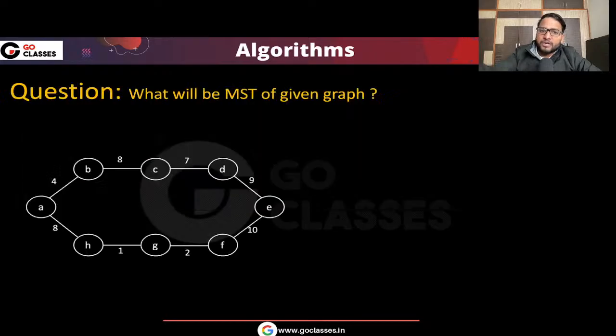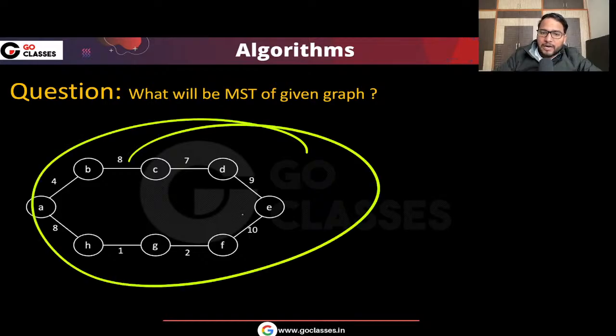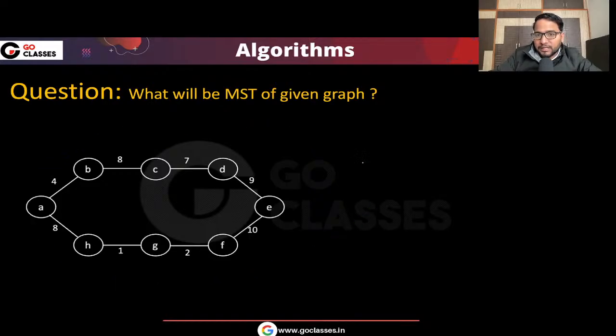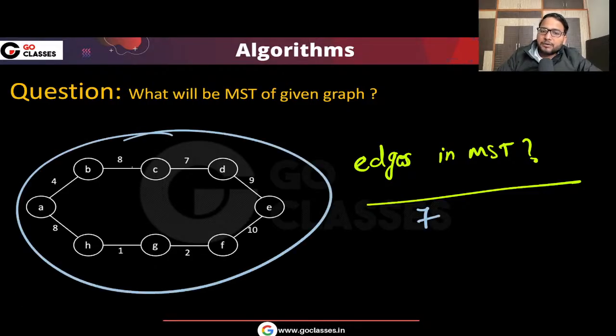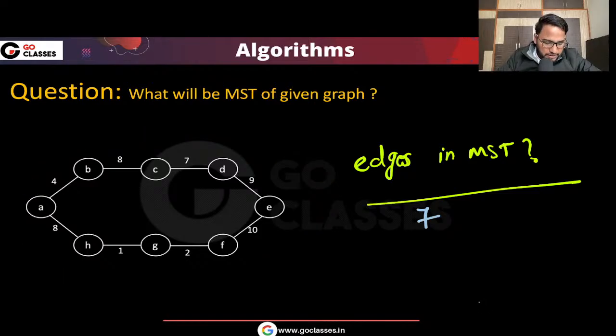Okay. Now, what is the minimum spanning tree of this given graph? Can you tell me? See, if this is a cycle, then let's suppose these are the 1, 2, 3, 4, 5, 6, 7, 8 edges, right? These are the 8 edges. Then how many edges will be there in the minimum spanning tree? Then the answer will be 7, right? Because if these are the 8 edges in the cycle, then the minimum spanning tree, or any spanning tree, will have 7 edges.